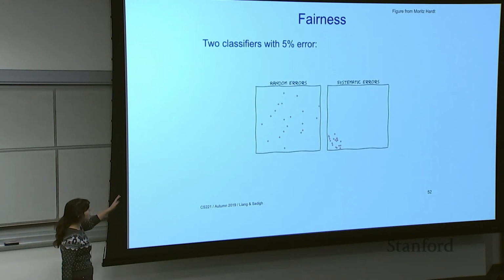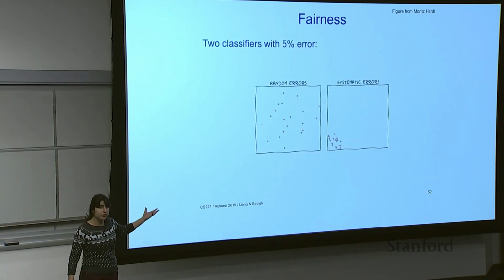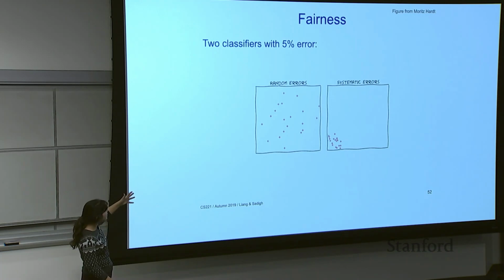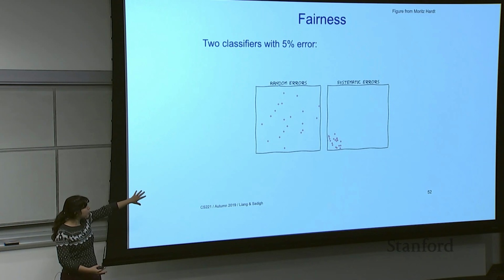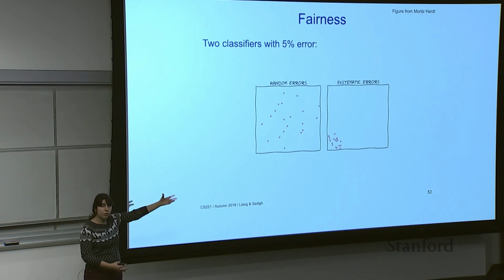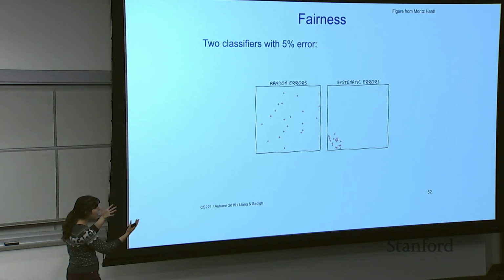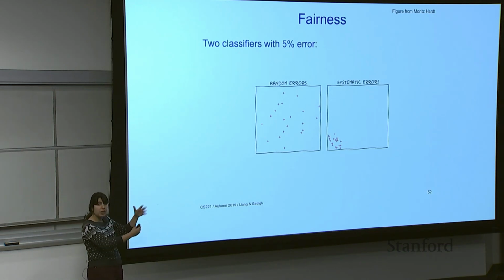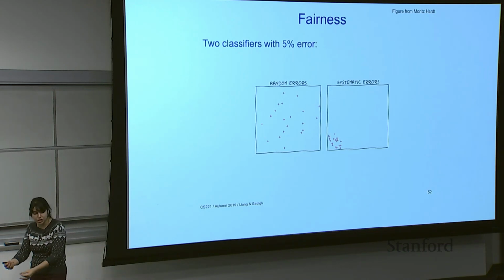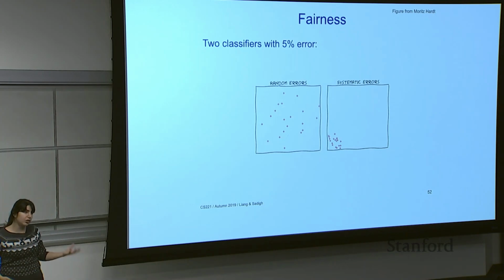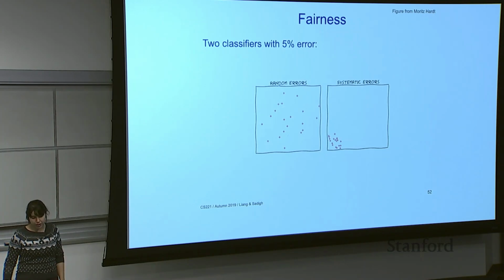One way to go about it is to think about our errors. So you might have two classifiers, and both of them might give you 5% error. But one of them could give you 5% random error, and the other one could give you 5% systematic error. I think it's pretty important to think about whether you're getting systematic error or random error, and what type of error on what population you are getting. And that could address some of these questions around fairness.